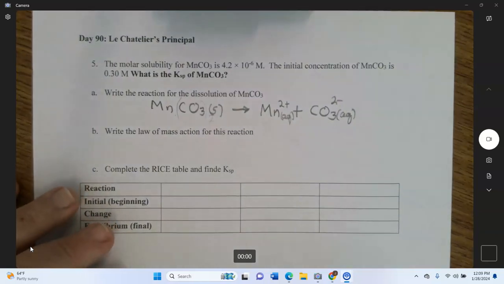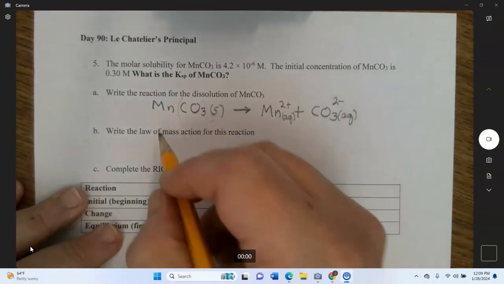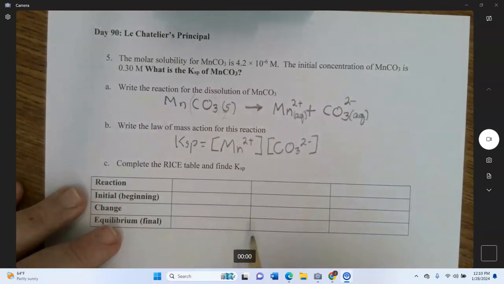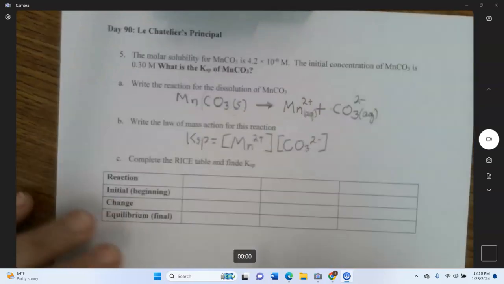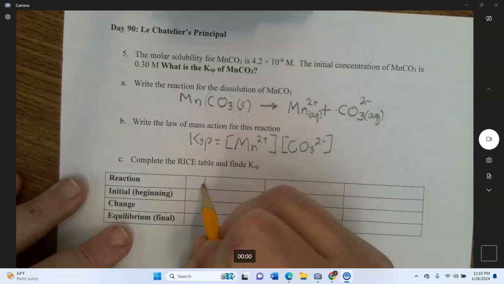Alright, so that's what the reaction would look like. Write the law of mass action. Again, you don't include the solid, so it's going to look like this. Okay, and again, it's aqueous, aqueous. Okay, so coefficients of 1, so that's what it looks like. Alright, so let's write the reaction here.